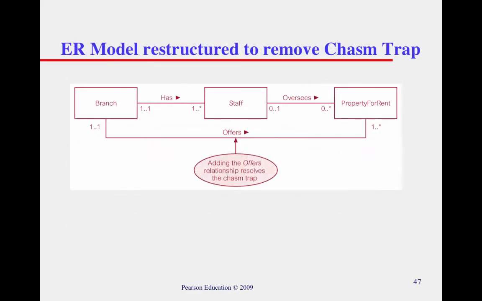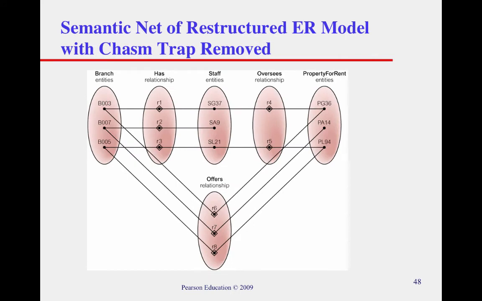So the way you can fix that is two ways. First of all, you can create another relationship. So you can say branch offers property for rent. So now you have a relationship where a branch can offer one-to-many properties. A property is offered by one and at most one branch. So that resolves the chasm trap, because if you now look at it, even though there's no path from PA14 through here, I can get to a branch that way.